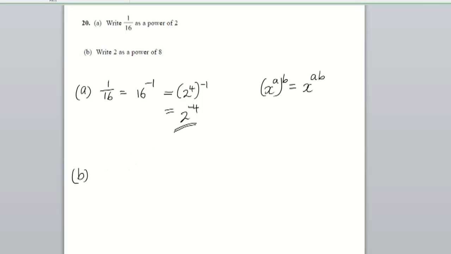For part b, we've got to write 2 as a power of 8. Well, 2 cubed would equal 8, but we want it expressed in the reverse. Well, what's the reverse of cubing? It's the cube root. So 2 is equal to the cube root of 8, but it wants it as a power of 8, not as a root. Well, remember the cube root is power of a third, so that's 8 to the 1/3.